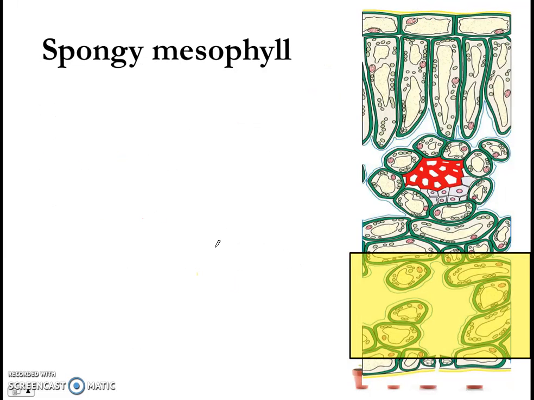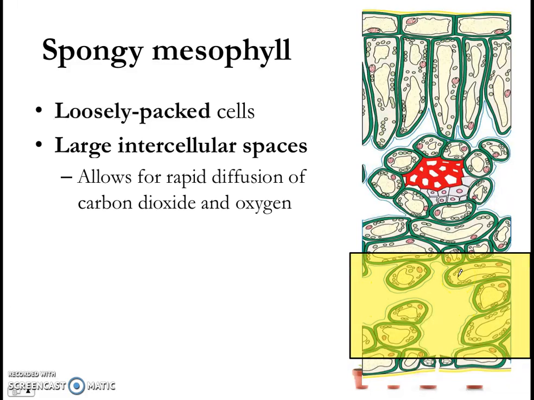Right, next we turn our attention to the spongy mesophyll. They are very spongy. And why are they spongy? Okay, it's because they are loosely packed. Right, can you see the cells here? They are not like the palisade mesophyll, which are closely packed. Here they are loosely packed. And as a result, there are very large intercellular spaces, meaning large spaces between cells, right? Inter means between, cellular means cells. So there are large spaces between cells, large intercellular spaces.